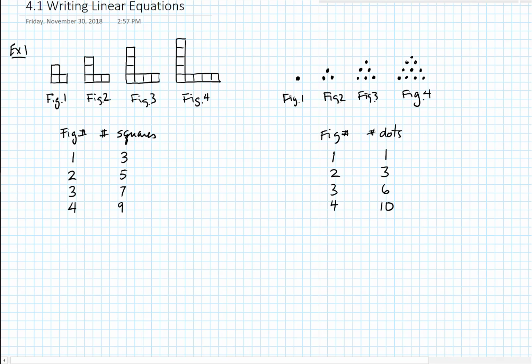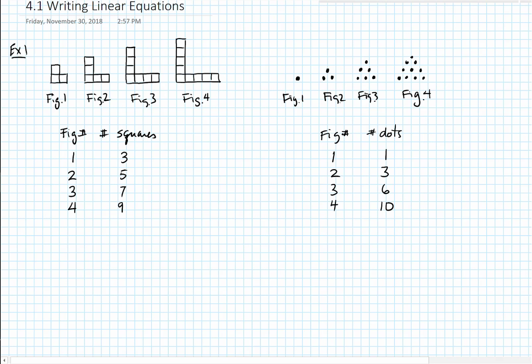We have a series of dots. So in figure 1, we only have 1 dot. In figure 2, it's almost like we add another row of dots below it with 1 additional dot. So we're adding 2 dots, and so we get a total of 3 dots. In figure 3, we add a new row on the bottom, and we end up with 6 dots. In figure 4, we add 1 more row on the bottom, and we end up with 10 dots.